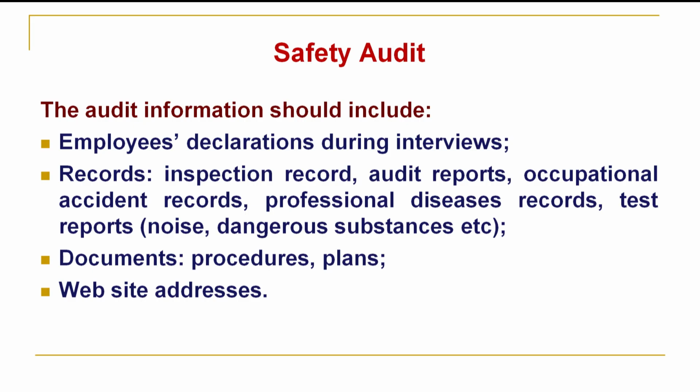The audit information includes employees' declarations during the interviews and records, various records, inspection records, audit reports, occupational accident records, professional disease records, test reports, the various noise, dangerous substances or obstacles in the industry, and various documents, procedures and plans, and various website addresses which include information on the safety audit.